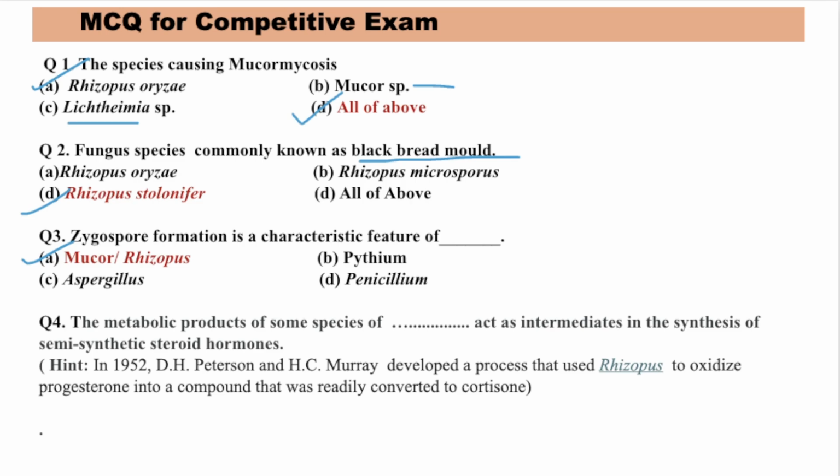Then, the metabolic product of some species acts as an intermediate in the synthesis of semi-synthetic steroid hormones. Then the answer will be Rhizopus. You can see that in 1952, Peterson and Murray developed a process that used Rhizopus to oxidize progesterone into a compound that was readily converted into cortisone. So it acts as an intermediate in the synthesis of semi-synthetic steroid hormones. So these types of questions may arise in competitive exams.